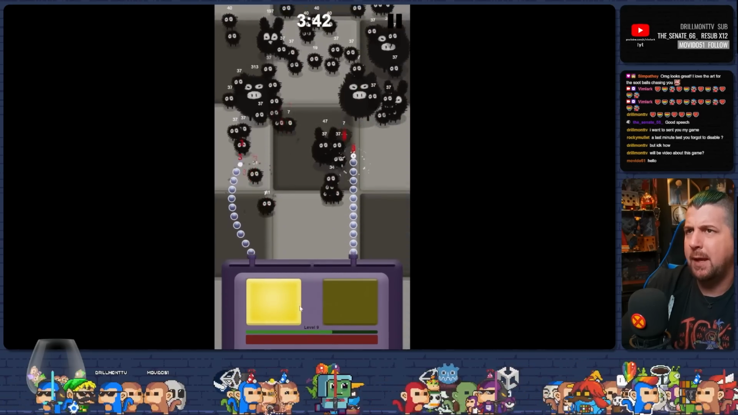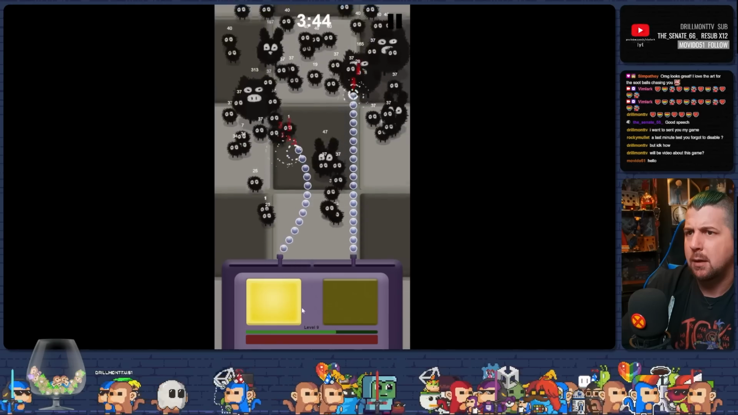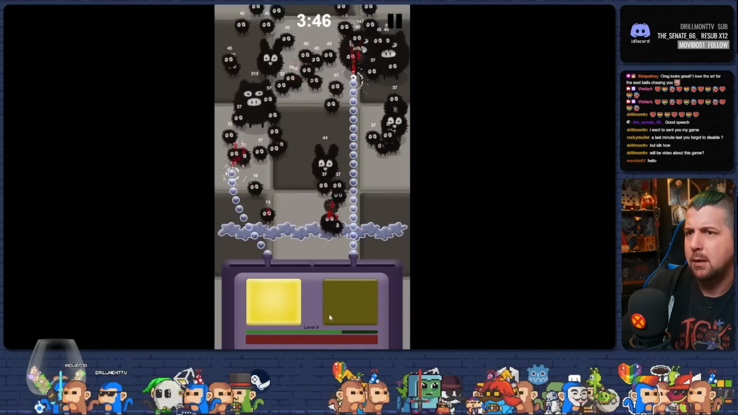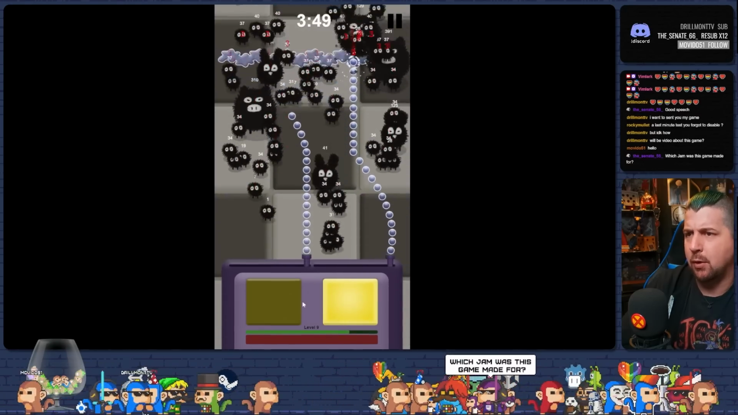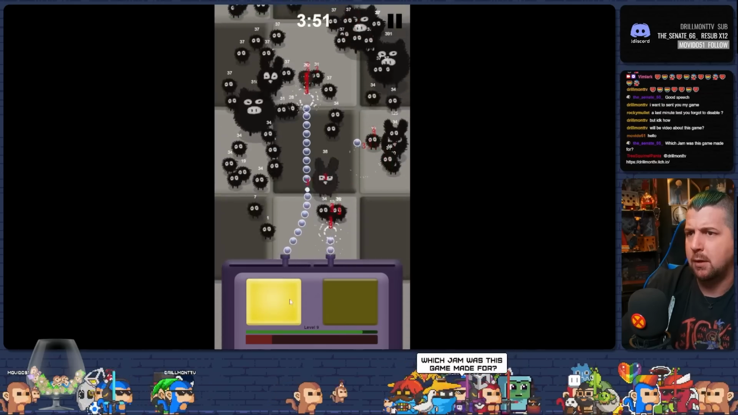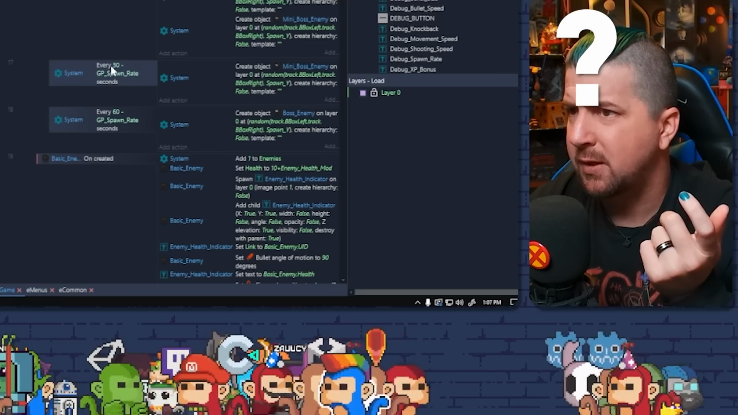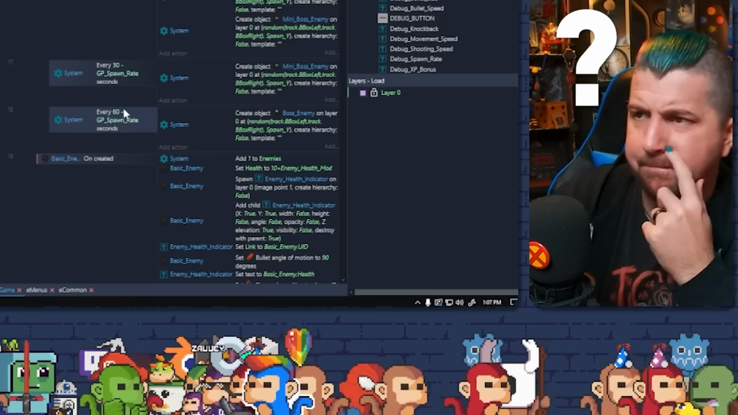Yeah, this is way too many. So then I tried again, and they spawned immediately when the level started. Okay, so something got broke. Something got broke real hard. So now I'm confused. This wasn't happening the night before with the same build.